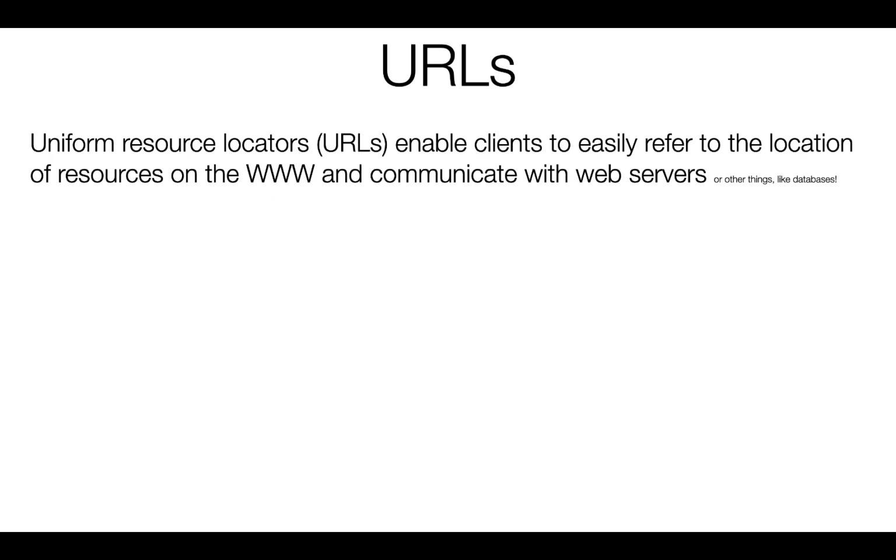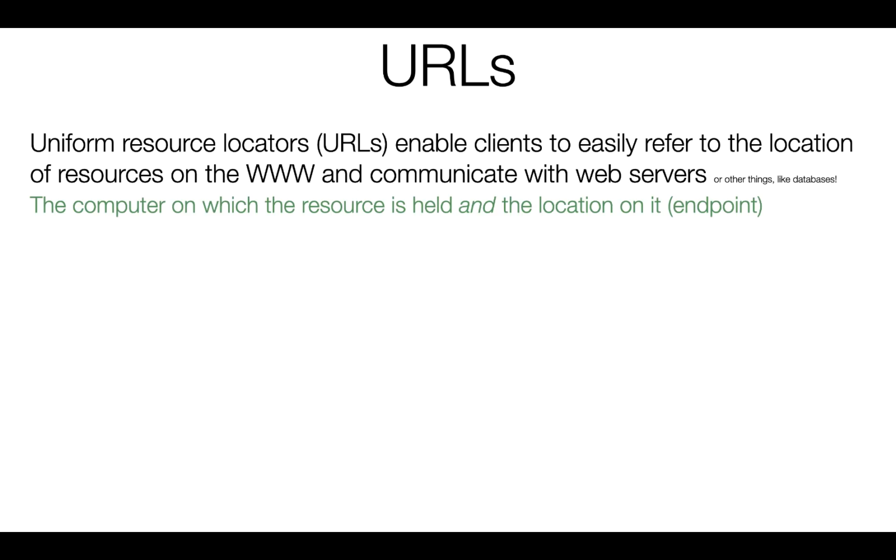Onto URLs. URLs, or Uniform Resource Locators, are going to be addresses that enable clients to easily refer to the location of resources on the World Wide Web, and to some extent communicate with web servers. We'll talk about that in just another minute. Now, the URLs may also identify things like databases and so on, and we'll see that actually in a different lecture. URLs usually identify the computer on which the resource is held, i.e. where the web server is, and the location actually on that computer.